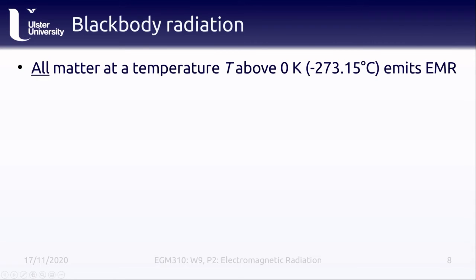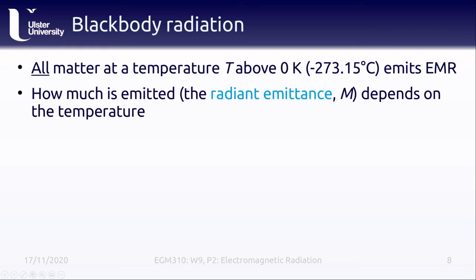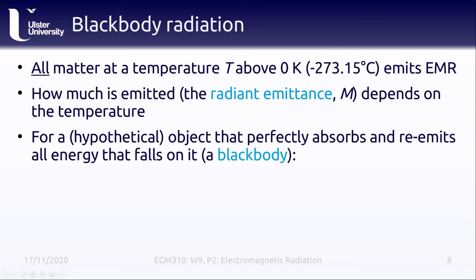All matter in the universe that has a temperature above 0 Kelvin, or minus 273.15 degrees Celsius, emits some electromagnetic radiation. The amount of radiation that is emitted, also called the radiant emittance, strongly depends on the temperature of the object. For an idealized object called a blackbody that perfectly absorbs and re-emits all of the energy that falls on it, the radiant emittance is directly proportional to its temperature raised to the 4th power. The equation here is known as the Stefan-Boltzmann law. So relatively small increases in temperature lead to large increases in radiant emittance.